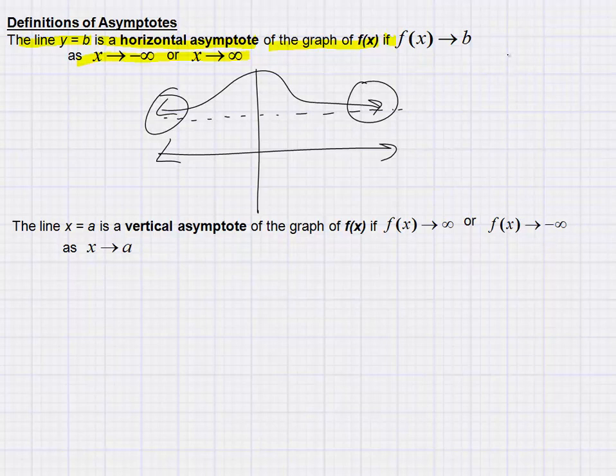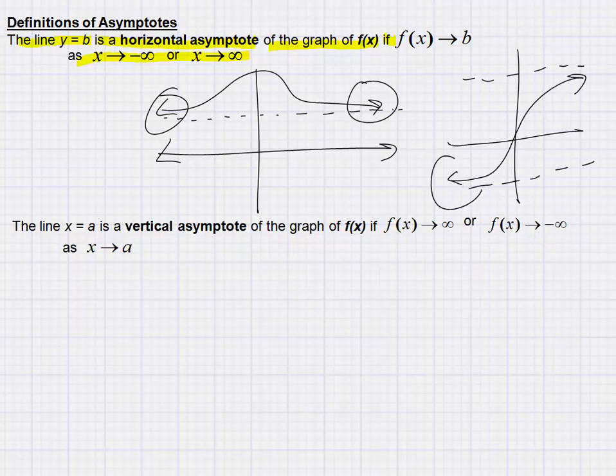sides. I could have a function that looks like this, where on one side, down here, I approach this horizontal line, and on the other side here, I approach this horizontal line. That's not going to happen with these rational functions. Other functions can have a horizontal asymptote on one end or the other end, but rational functions, if they have a horizontal asymptote, it'll be on both sides.